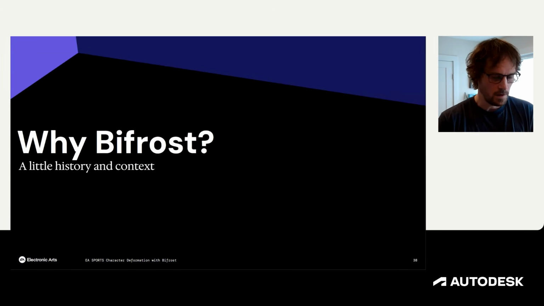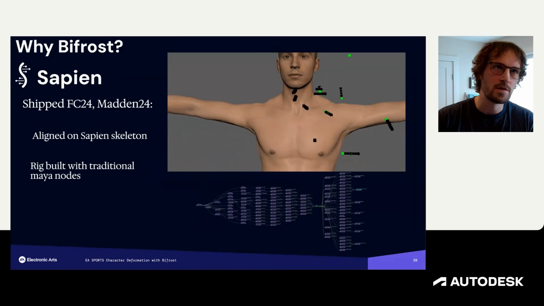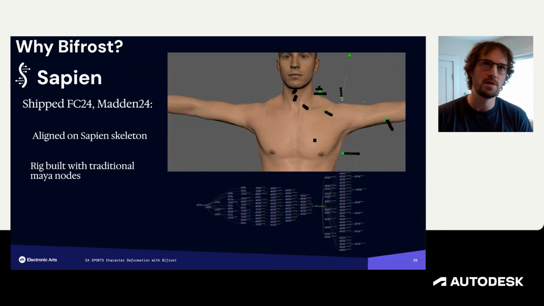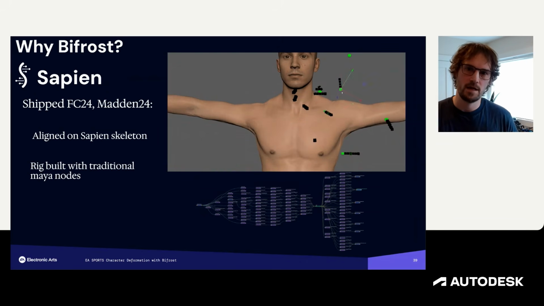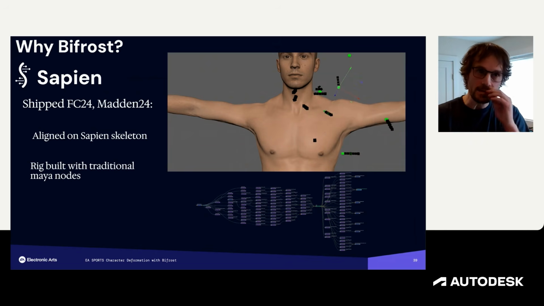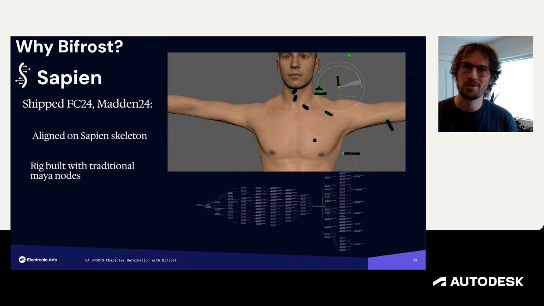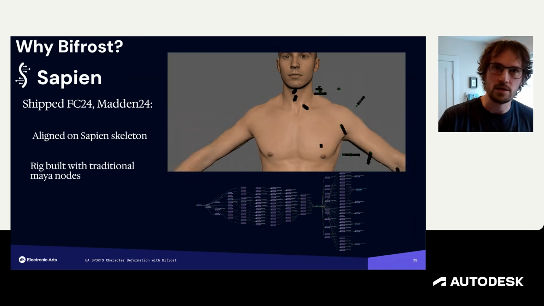All right, so I showed you how I set up some context. I'm going to go more into why we did this. This is from the game developer perspective of where this helped us. So let's do some more history and context on why. Sapien, we first shipped on FC24 and Madden 24. So we did the aligned Sapien skeleton between those two titles, and we built the rig with traditional Maya nodes. So we're at that stage.